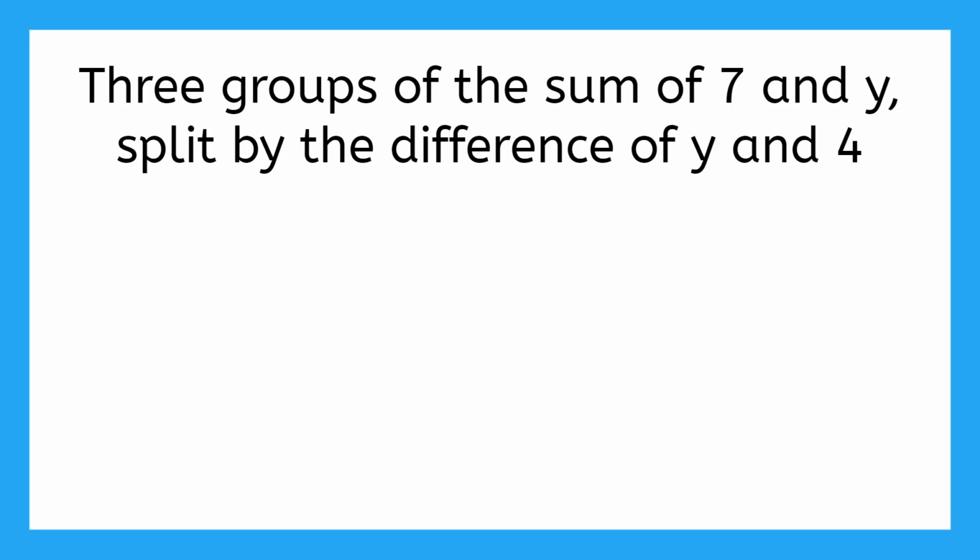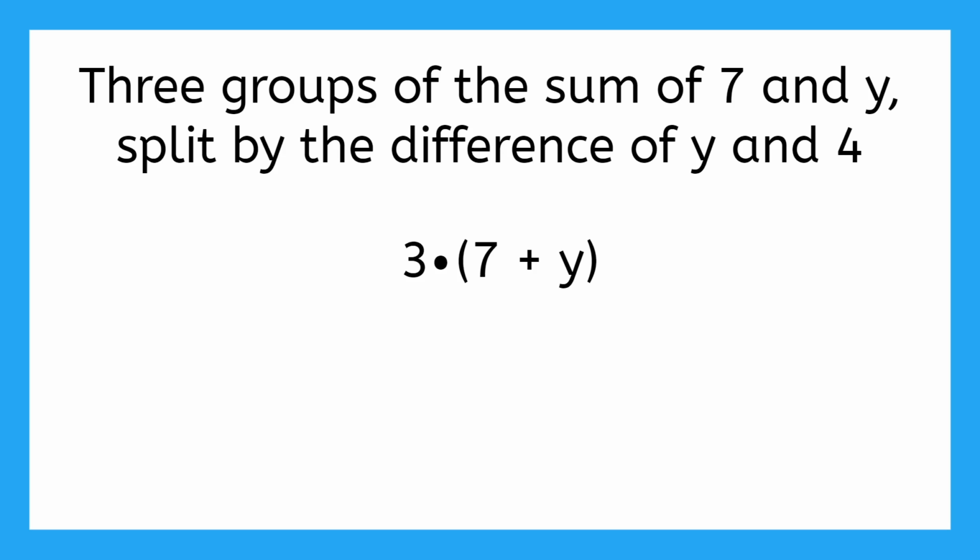All right, last one, a little harder than the rest. How would we write 3 groups of the sum of 7 and y split by the difference of y and 4? First, to have 3 of something, you have to multiply it by 3. So what do we have 3 of? The sum of 7 and y. Sum just means adding things together. So that will be 7 plus y.